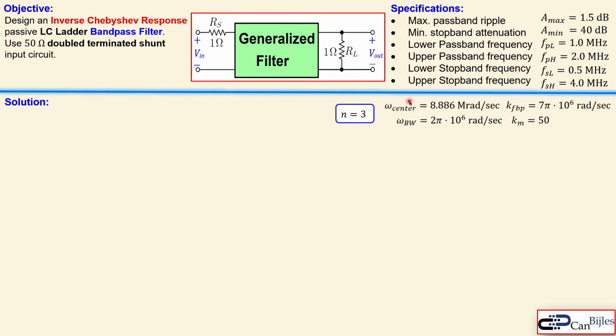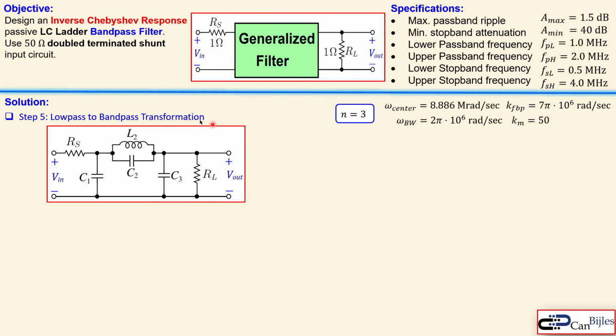Now let's collect these data. We have so far the center frequency, the bandwidth, and also the bandpass scaling factor. The Km is 50, which is our magnitude scaling factor, because we need to go from 1 ohm to 50 ohm because it is set in the specifications. Step 5 is the low pass to bandpass transformation. That is actually this circuit. We start this with this circuit, which is our low pass prototype filter for our inverse Chebyshev response.